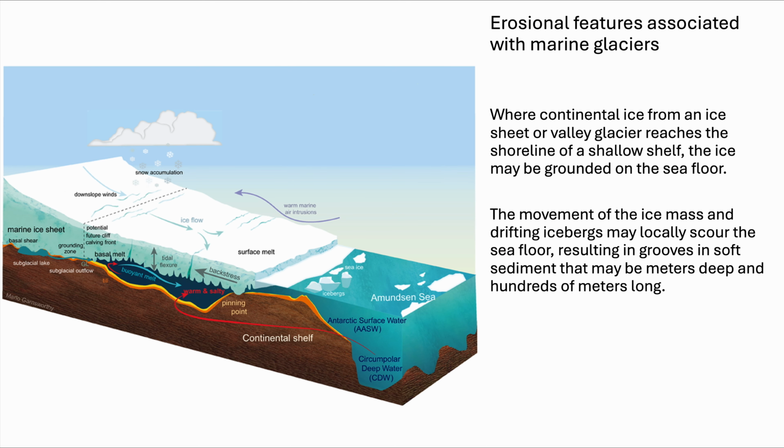Erosional features associated with marine glaciers can be substantial. Where continental ice from an ice sheet or valley glacier reaches the shoreline of a shallow shelf, the ice may be grounded on the seafloor, touching the seafloor. Any movement of this ice will gouge or scour the seafloor, resulting in a series of grooves in the soft sediment that can be meters deep and hundreds of meters long.